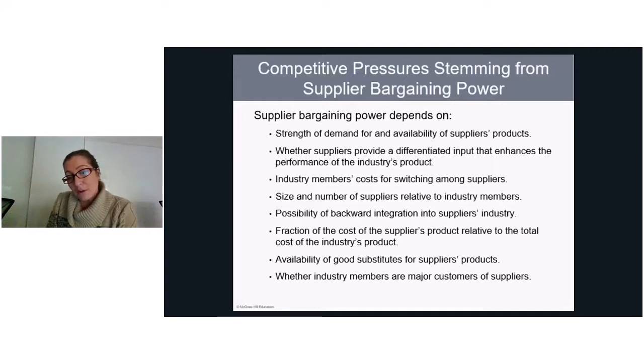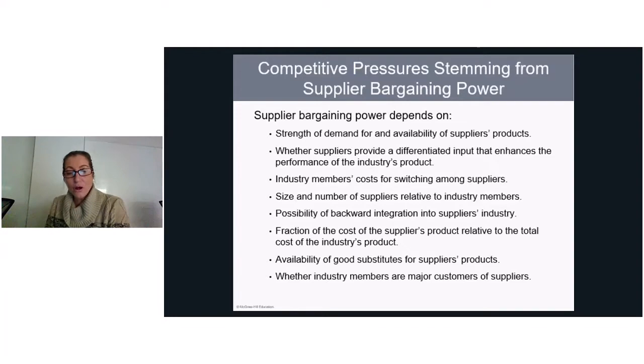So there is the possibility of an industry member, in other words an organisation operating in the industry, to backwardly integrate into the supplier's industry. But there's a risk attached to that, because that means they're stepping away from their core competence. What they are good at, what that organisation is known for, may not extend into being able to acquire or merge with a supply organisation.